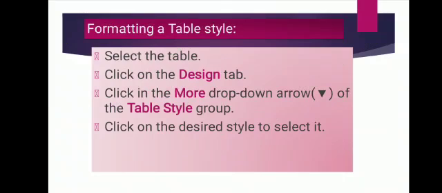First one is formatting the table style. Suppose you have entered the table. Now you want to change its style. So simple options are there. First select the table that you want to change. Then click on the Design tab. Then it will give you a More drop down arrow option. This arrow is called the drop down arrow. You click it, and then it will give you options for selecting the design. Then select the desired style that you want to apply.